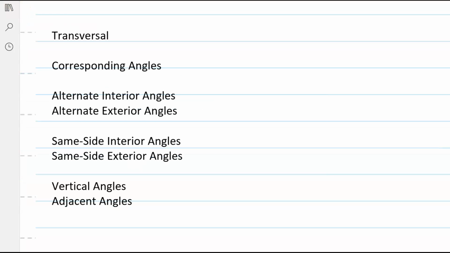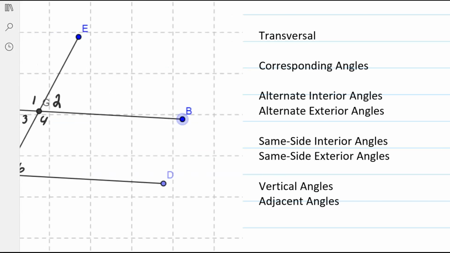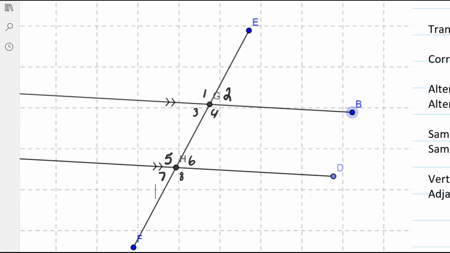situations. Our previous knowledge that we're going to need is what a transversal is, what corresponding angles are, alternate interior angles, alternate exterior angles, same side interior angles, same side exterior angles, vertical angles, and adjacent angles. So let's do a quick warm-up.